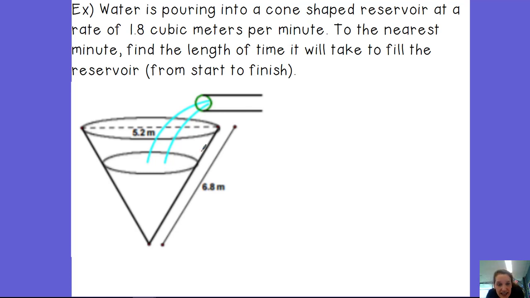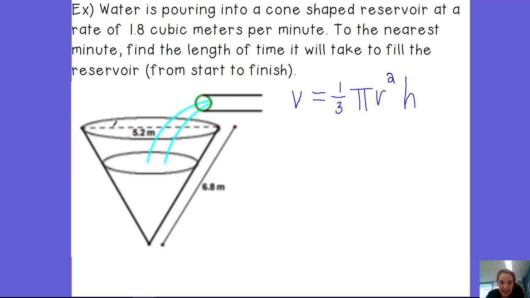So what this is saying is we have to figure out how much water it's going to take to fill up this cone, and then that will help us figure out how long it's going to take to fill up the cone. So first we actually have to figure out, well, what's the volume of water that it will take to fill up this cone? What is the volume of the cone? So the formula for volume of a cone is 1/3 pi r squared h.